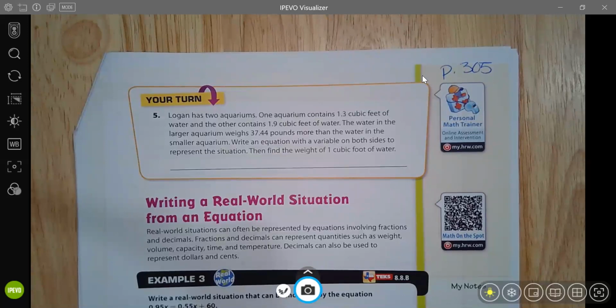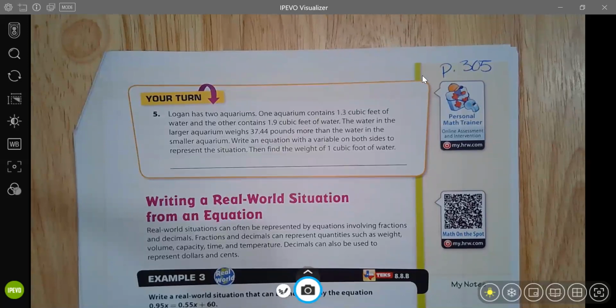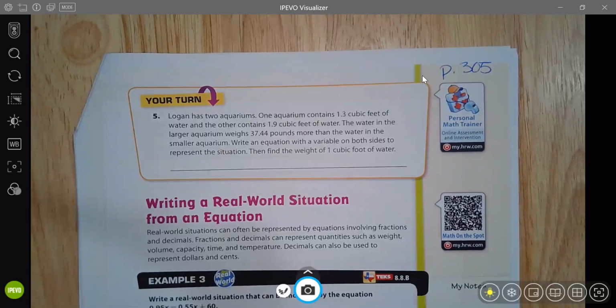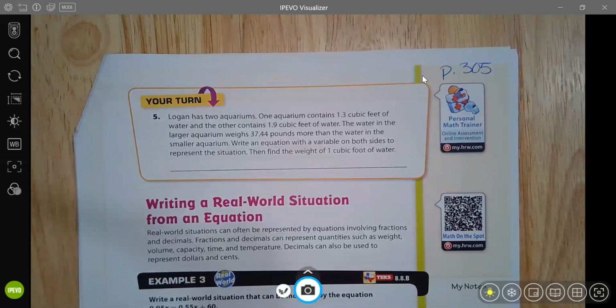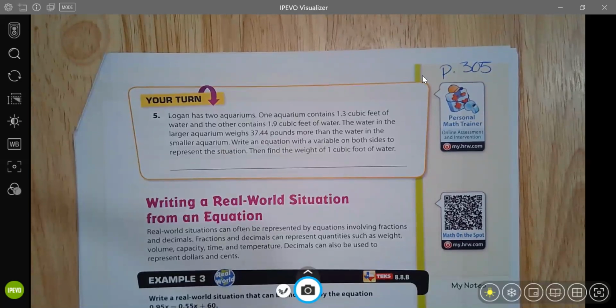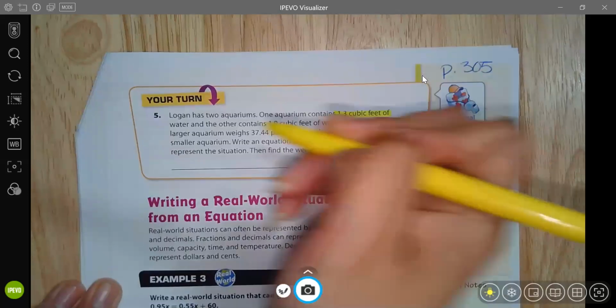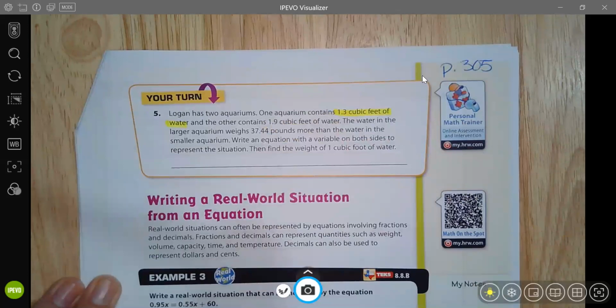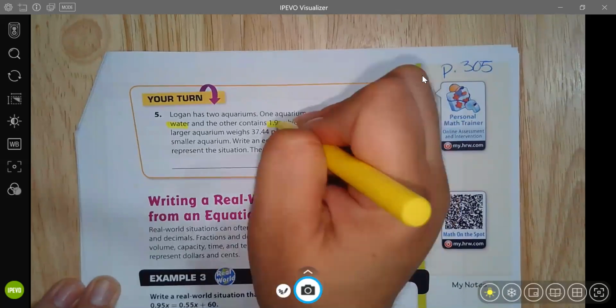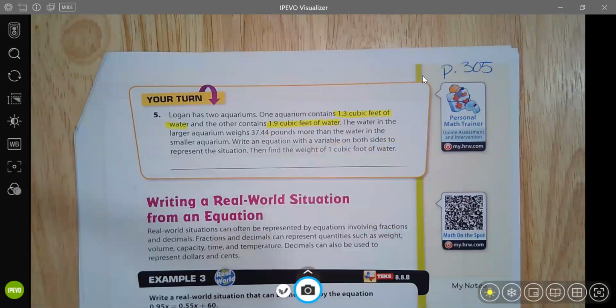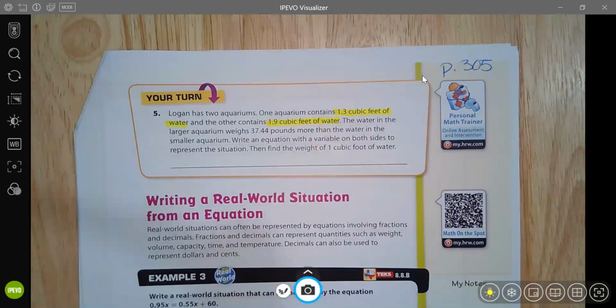Okay, so I think this one we really need to understand how to set up, right? So we do know that one aquarium can have 1.3 cubic feet of water, and the other one has 1.9 cubic feet of water. Now it does tell us that the water in the larger aquarium weighs 37.44 pounds more than the water in the smaller aquarium.